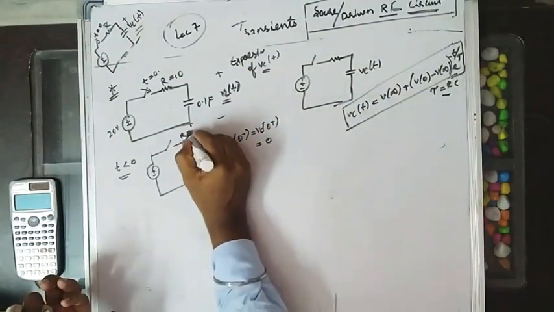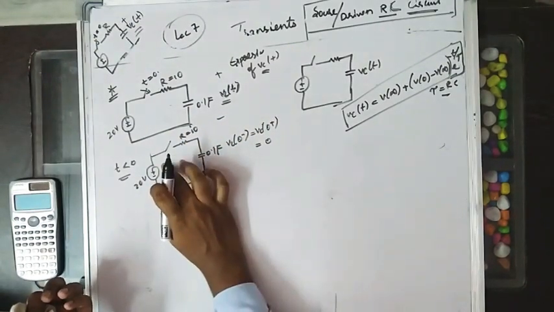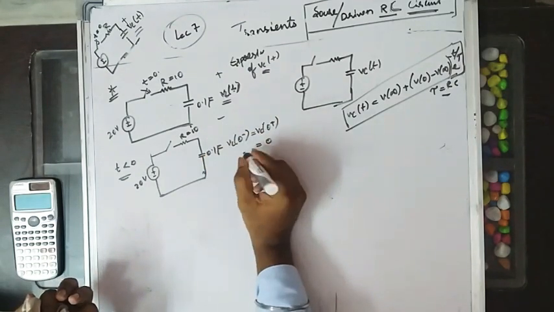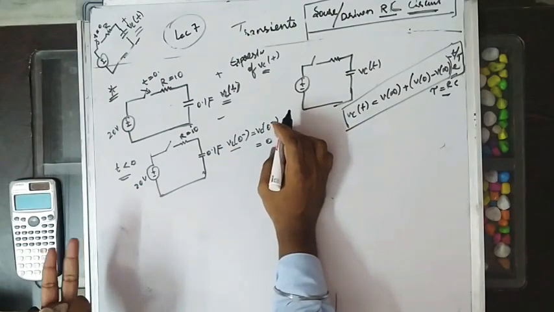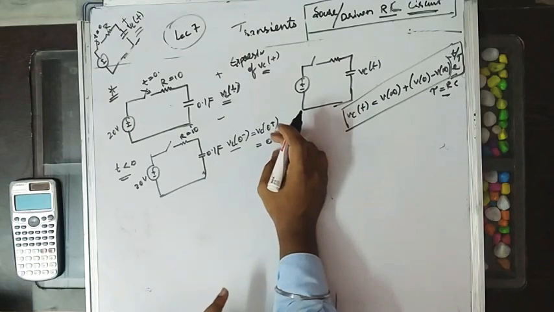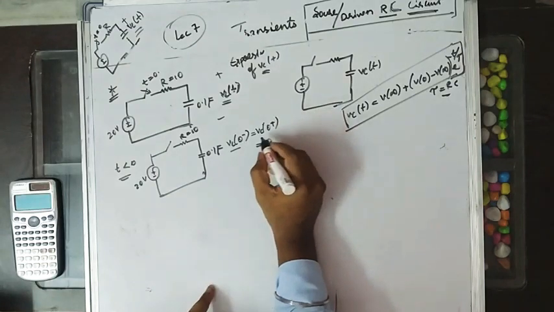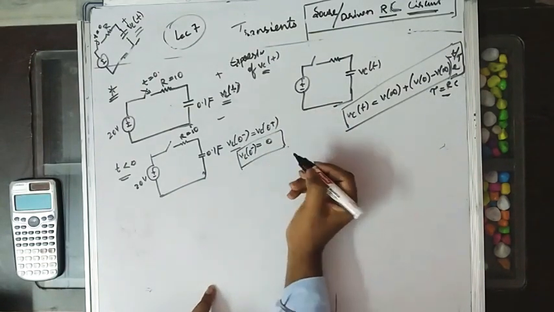So R equal to 10. Now 20 volts. Since the source is not acting, the initial voltage of the capacitor is also not given. So we will find Vc of 0 equal to what? The voltage across the capacitor at that initial condition is 0. If this initial condition is given, then you will be taking that value. But you are not given any initial condition of the voltage across the capacitor. So Vc of 0 minus equal to 0, you will take.